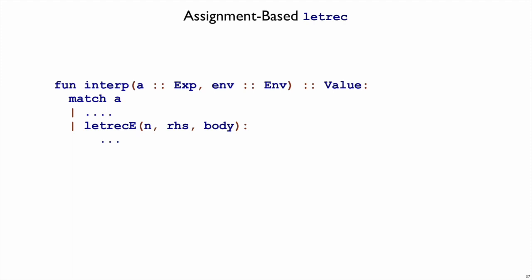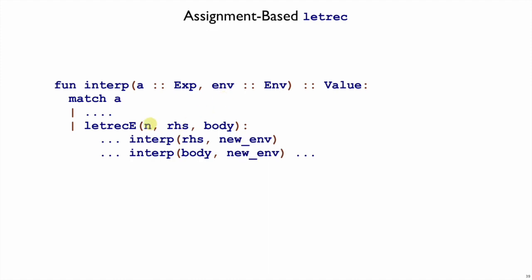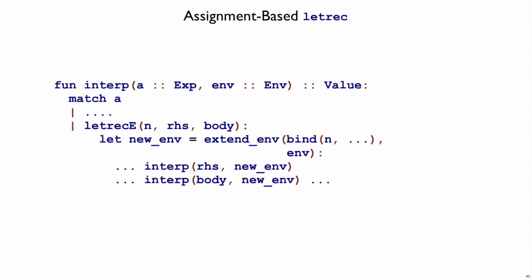Our interpreter now, in its letrec E case with a name, right-hand side, and body, is eventually going to interpret the right-hand side and the body in some environment, but we don't want the environment that we were given for interp. We want some new environment that includes a binding for name for both the right-hand side and the body. So we're going to create a new environment that extends the current environment with a binding for n, and the new part here is that we are putting a box inside that binding. Inside the box, we can put a dummy value like 42, say.